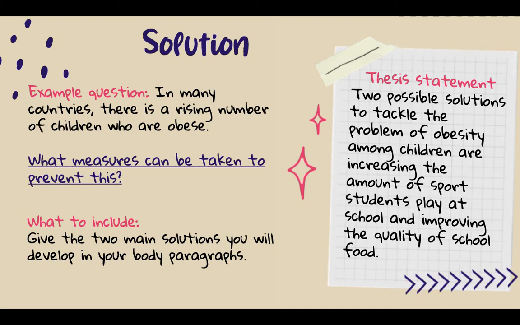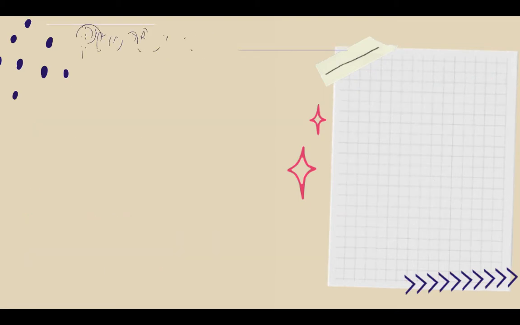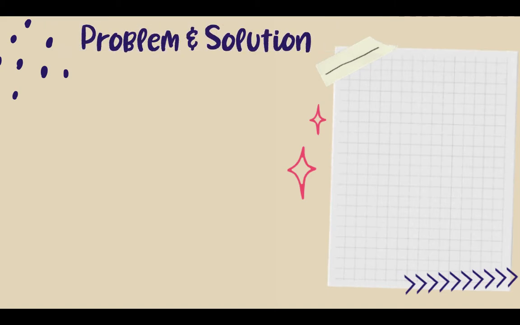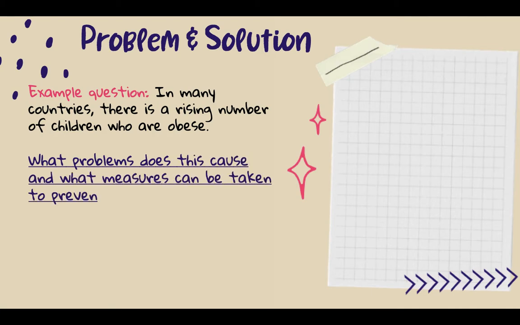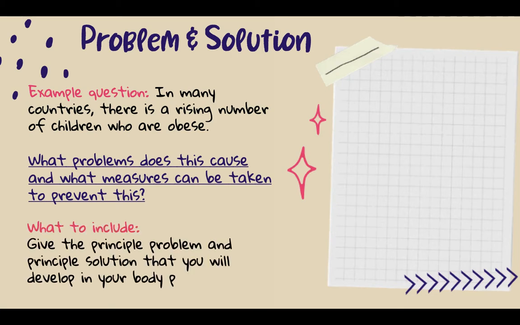Okay, now let's take a look at problem and solution. A similar essay question to begin with, however, now it's asking us what problems does this cause and what measures can be taken to prevent this. So if we look at what to include, we want to give the principal problem and the principal solution that you will develop in your body paragraphs.